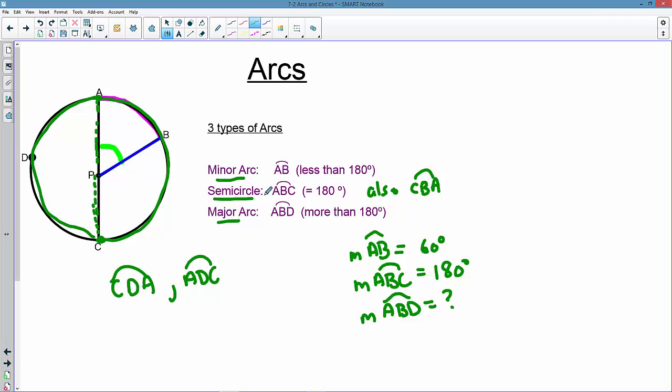All right, so this is how you name arcs, just like we name segments or angles. And this is the measure of the arc, just like we might do the measure of the angle, or even a measure of a segment, which we don't write too often that way, but we do.